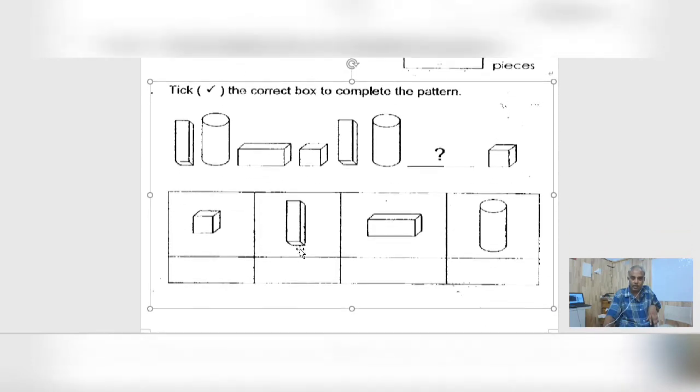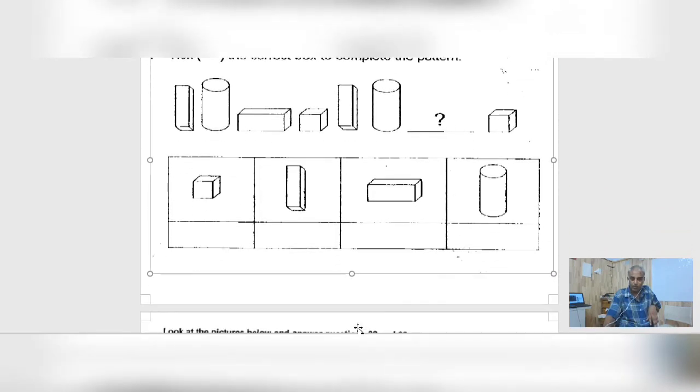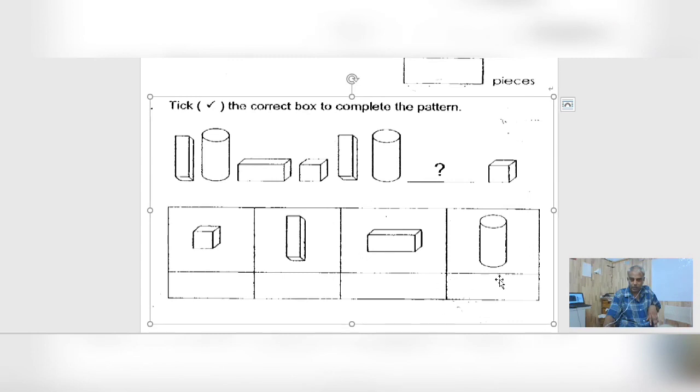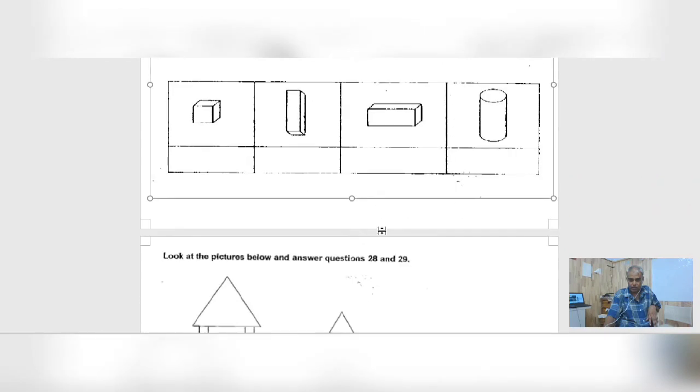Then the next question is tick the correct box to complete the pattern. So these are the things. You have to find out this is a cuboid, then this is a cylinder, this is again a cuboid, this is a square, this is a cuboid, then this one, then what will come here. This is quite easy. This figure is repeating from here again. So naturally this cuboid will be here, right? Okay, so that you have to do.